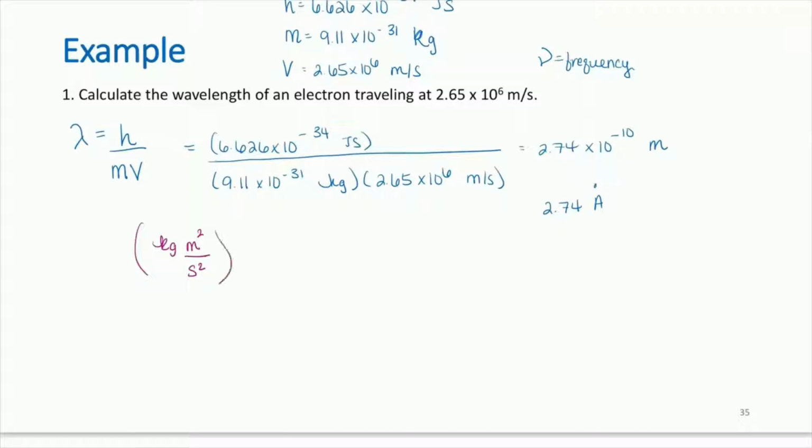So I've got that times a second divided by kilogram times meters per second. My kilograms are going to cancel. This second cancels with one of my seconds here. One of my meters here cancels with meters here, and my last second here cancels with seconds here, leaving me meters for my final answer.